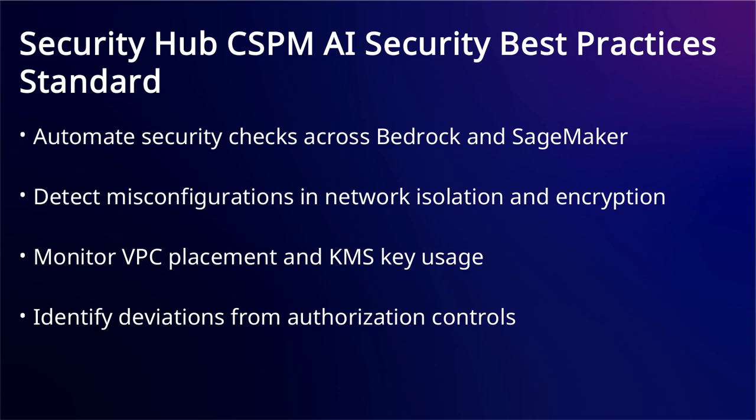The controls detect misconfigurations in network isolation and encryption settings for your AI infrastructure. You can monitor VPC placement and KMS key usage to ensure proper configuration of your AI workloads. The standard helps you identify deviations from authorization controls across Bedrock Agent Core components and SageMaker resources, including notebook instances, endpoints, models, and feature groups. Each control generates findings when resources deviate from recommended configurations, enabling you to quickly remediate misconfigurations. The standard is available in all regions where Security Hub CSPM operates, including GovCloud and China regions.